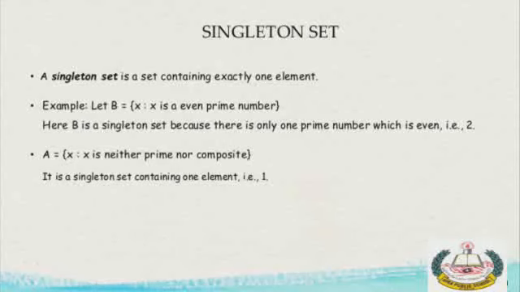For example, {x such that x is neither prime nor composite}. A number which is neither prime nor composite. So it is a singleton set because it contains one element which is neither prime nor composite, that is 1.